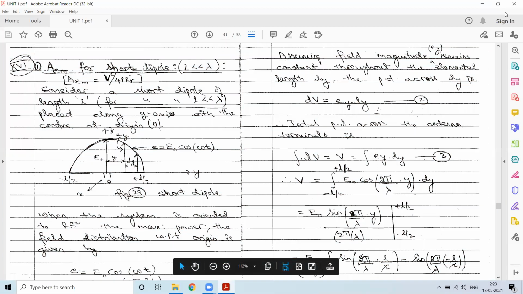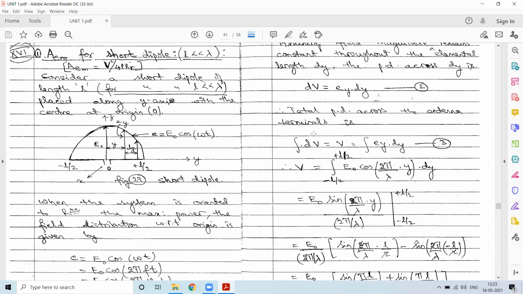In continuation with this, we'll move ahead and check out what is the maximum effective aperture of a lambda by 2 dipole. For identifying this, we had utilized this equation, which is maximum effective aperture is equal to the square of the potential difference divided by 4 P RR, where RR is the radiation resistance of the antenna and P is the power density.